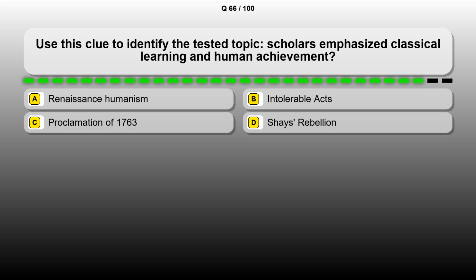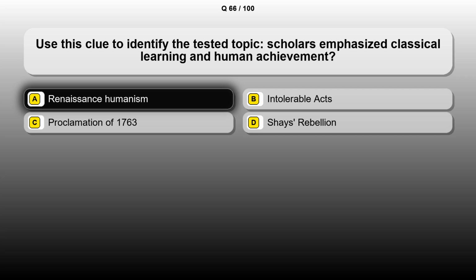Question 66. Use this clue to identify the tested topic. Scholars emphasized classical learning and human achievement. Option A, Renaissance humanism. Option B, Intolerable Acts. Option C, Proclamation of 1763. Option D, Shays Rebellion.